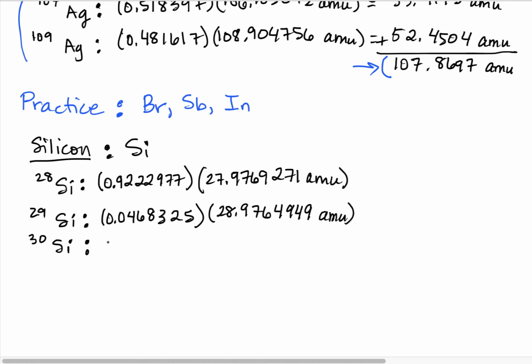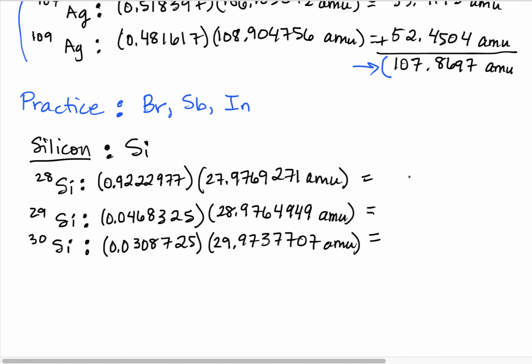The same is true for silicon-30. It's about 3%, so that would be 0.0308725 multiplied by 29.9737707 atomic mass units. Hopefully I didn't make any typos in here when I was copying numbers from WebElements, but please let me know if I did make any math errors.